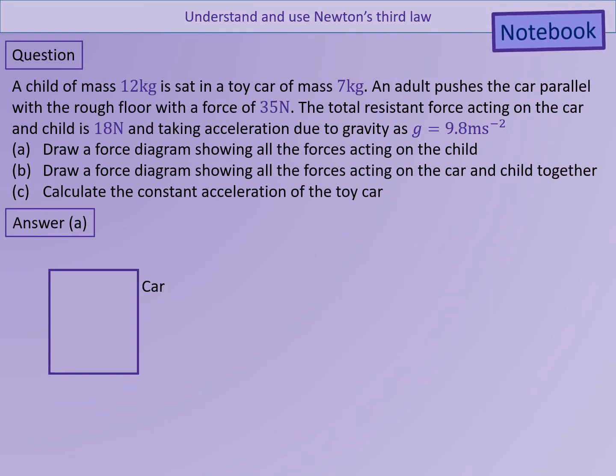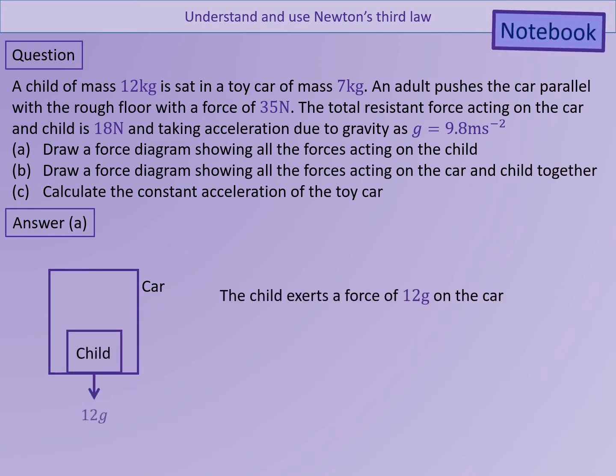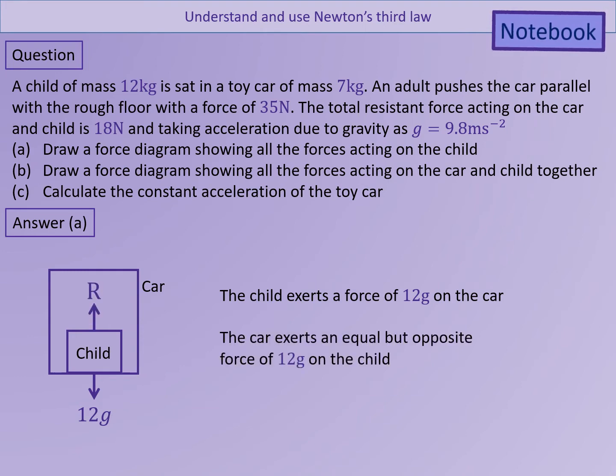First, we draw a force diagram showing all of the forces acting on the child. If this is the car, and the child is sitting in the car, the child's weight force exerts a force of 12g on the car. Because the car is acting as a surface, the car is exerting an equal force of 12g onto the child as a normal reaction. 12g is 117.6 newtons.